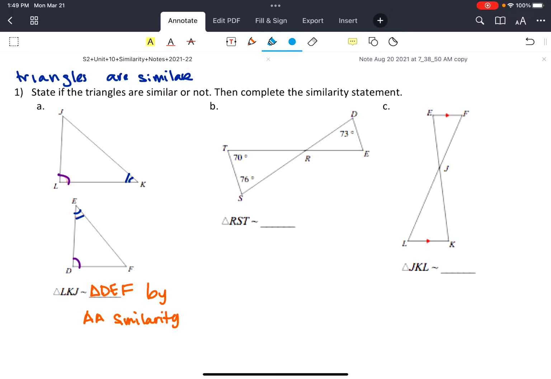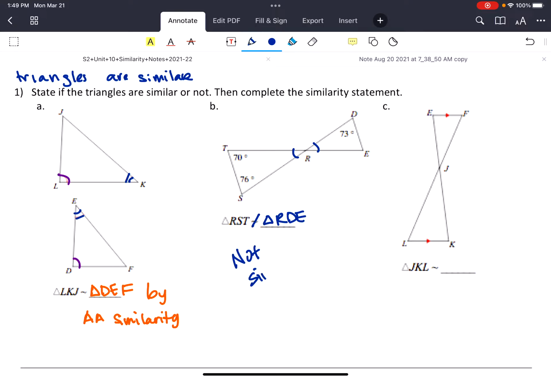All right, here in this one, I've got 70 and 76 and 73. Well, nothing that it has given me is similar. I do know that both sides of R are vertical angles, so R is congruent to R, but I still only have one that's the same. I can't do a congruency statement, so I just make a slash through that. And then I do triangle, and this second triangle, it doesn't matter what order I put it in. I don't need to match anything because they are not similar. And I'm just going to write not similar.